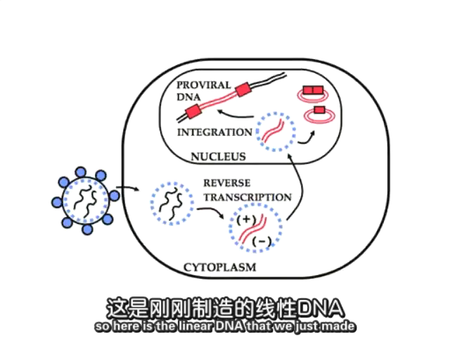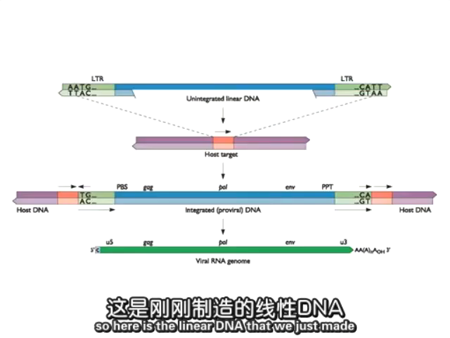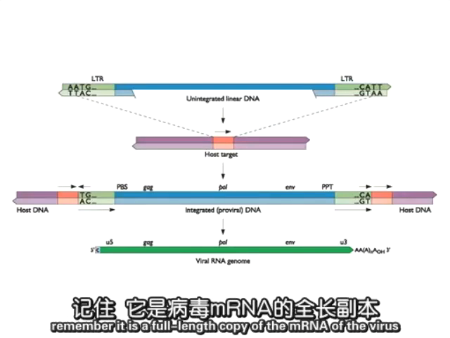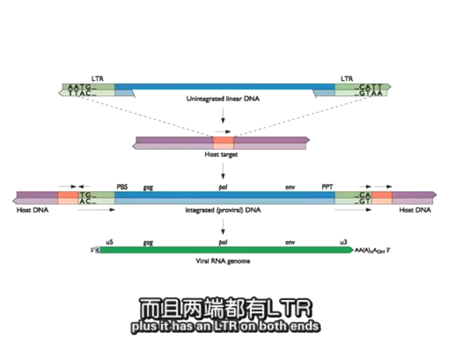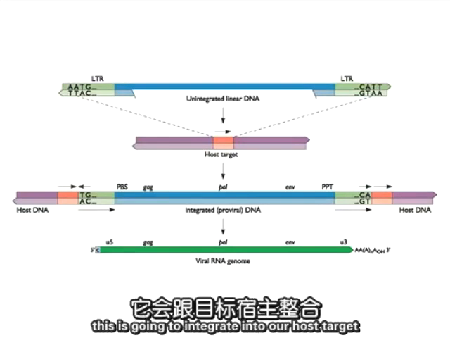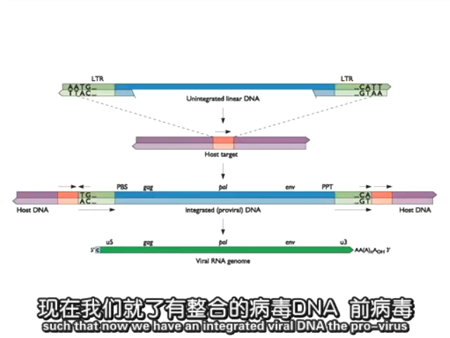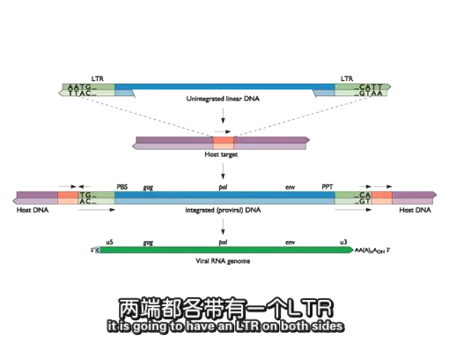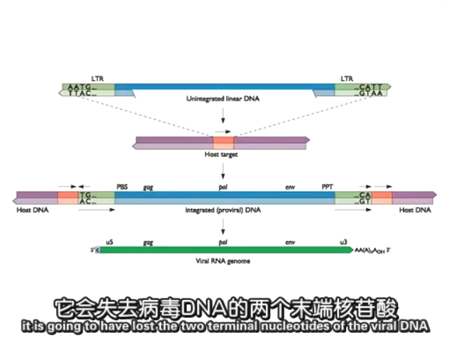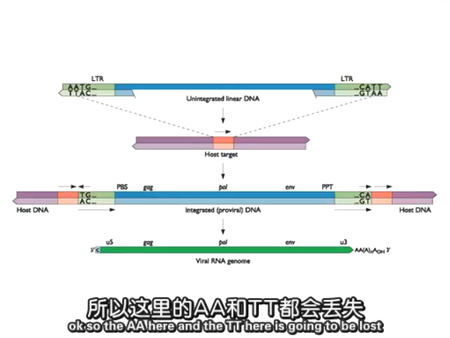So here's the linear DNA that we've just made. Remember, it's a full-length copy of the mRNA of the virus, plus it has an LTR now at both ends. What's going to happen is this is going to integrate into a host target, such that now we have an integrated viral DNA, the provirus. It's going to have an LTR on both sides. It's going to have lost the 2 terminal nucleotides of the viral DNA. Okay, so the AA here, TT here is going to be lost.